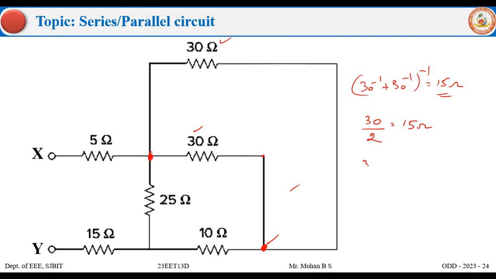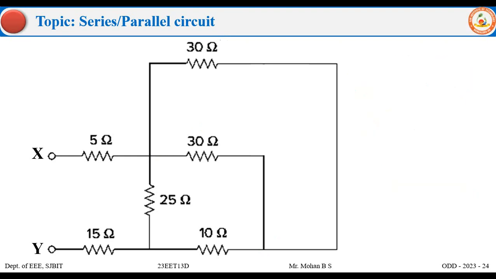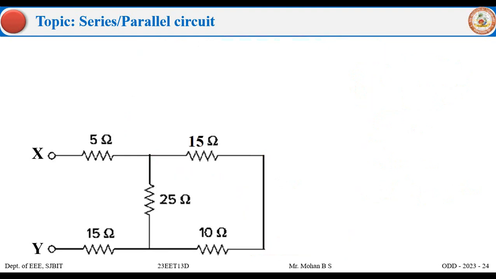For example, if I have 3 numbers of 10 ohm in parallel, I would simply write this as 10 by 3, which is nothing but 3.333 ohm. Just a simple shortcut to solve if 3 or more elements are in parallel and if the numbers are same. Now if I have 30 and 40 in parallel, let us say instead of this 30, if I have 40, I cannot use this method, so I have to go with this particular method. So now 30 and 30 are in parallel, so we get 15.